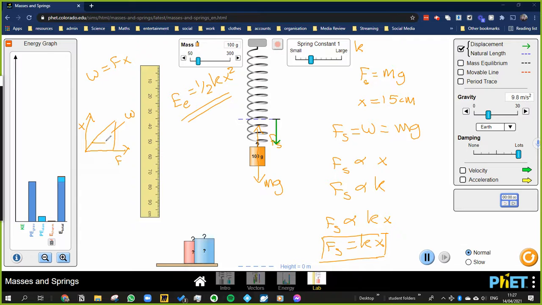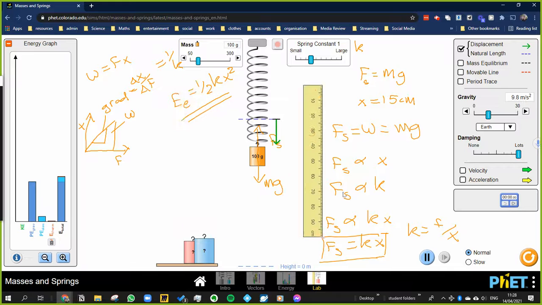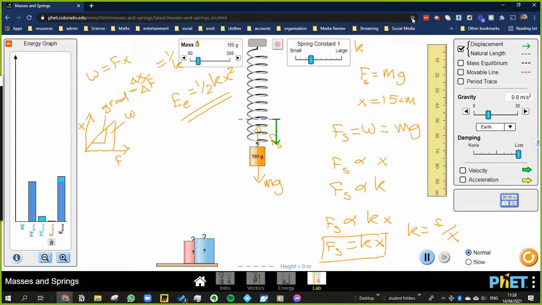Incidentally, the gradient of this graph would of course be equal to the change in x over the change in f. When we relate this one here, we can see that k is going to be equal to f over x. So therefore, our gradient here is going to be equal to 1 over the spring constant if we did that experiment. So, very brief video there. I'll just stop it there.